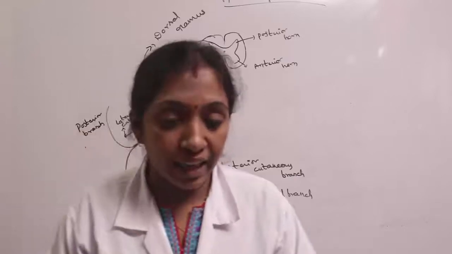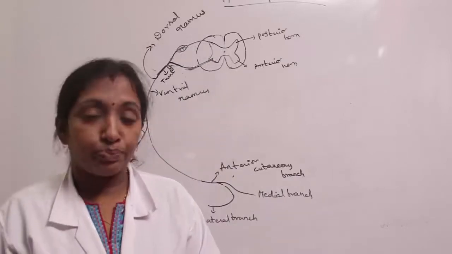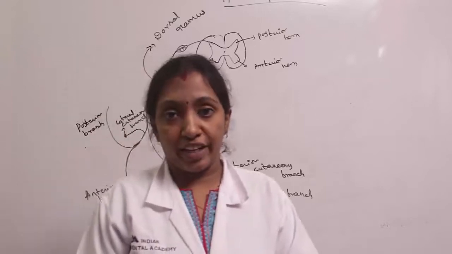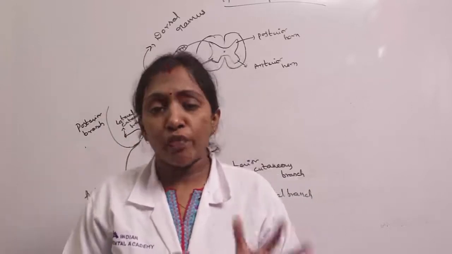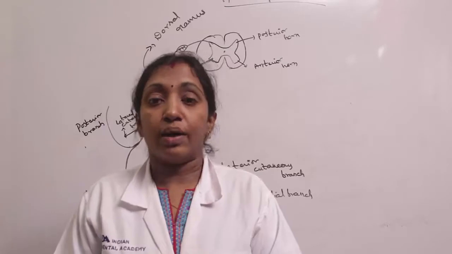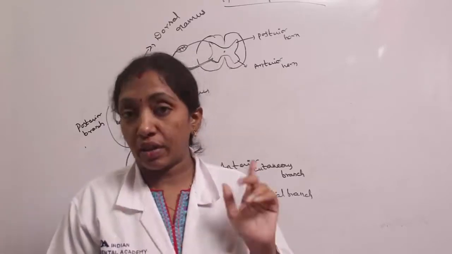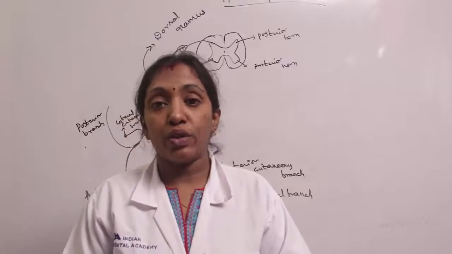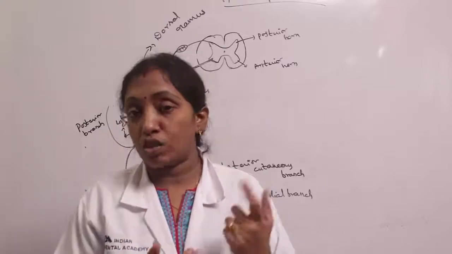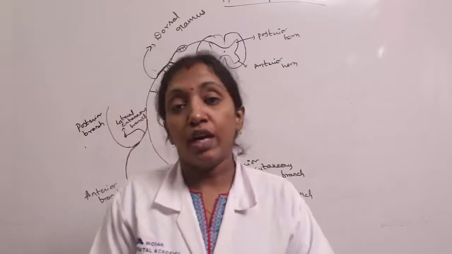And coming to the third layer, that is aponeurosis. It is also called Galea aponeurotica. Along with the aponeurosis, we have 2 pairs of muscles, the frontal muscle and the occipital muscle. The frontal muscle arises by 2 bellies, and the occipital muscle also arises by a pair of bellies.